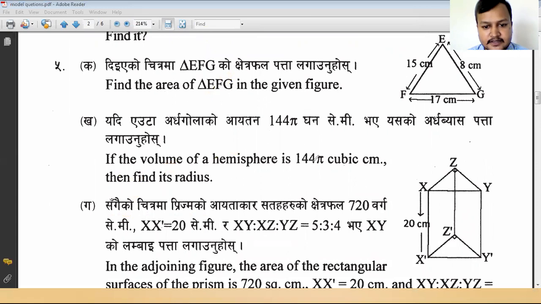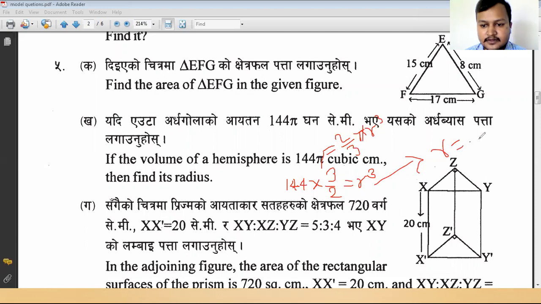How does it come? We have to equate 144 pi with 2 by 3 pi r cube, because it is volume. Pi cancelled from both sides, then it will be 144 into 3 by 2 is equal to r cube. So what will it be? 144 into 3 divided by 2, 216. Then what will be the value of r?